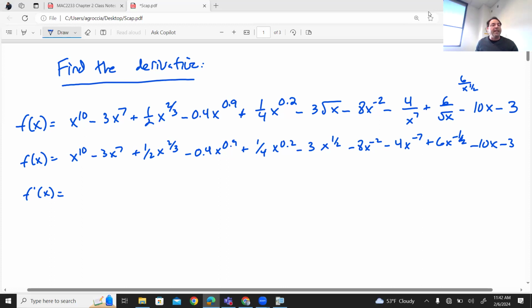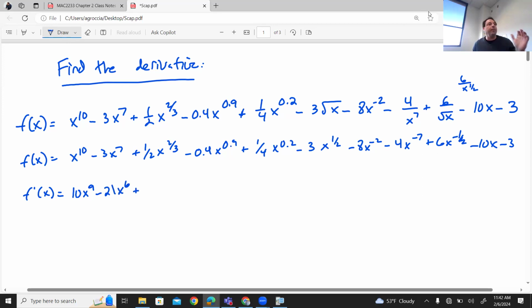So the first one, again, what's the shortcut? Exponent goes to the front, subtract 1. So this is going to be 10x to the 9. And you're like, I got that. They're all the same. Every single one that I'm about to do, the entire problem is the same. Exponent goes to the front, subtract 1. Why does it work? Because we did it the long way. The long way is the proof that it works. So the next one is going to be -21x to the 6.